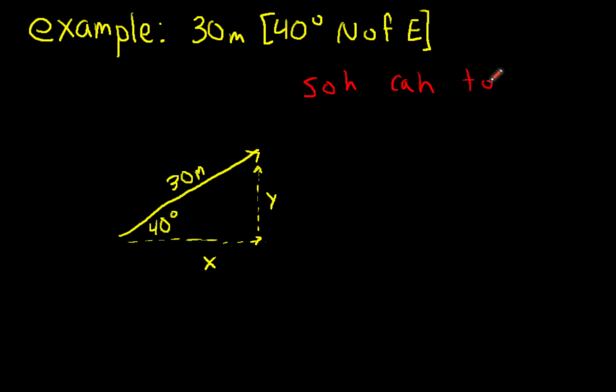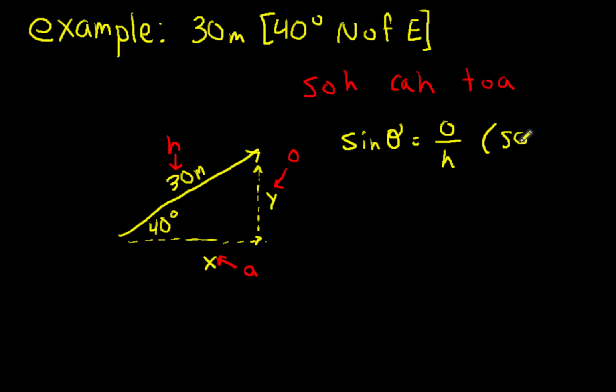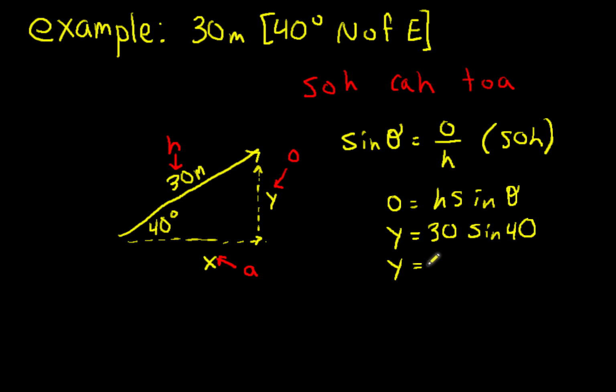To find out the value of x and y, we use our trigonometry, starting with SOHCAHTOA, where h refers to the hypotenuse. The y-component in this case is opposite to the 40, and the x-component is adjacent to the 40-degree angle. Since sine theta is equal to opposite over hypotenuse, that's what SO tells us in SOHCAHTOA, the opposite can be written as h times sine theta. In this case, the opposite is y, the h is the 30, and theta is 40. Y is 30 times sine 40, which gives us 19 meters to the north.